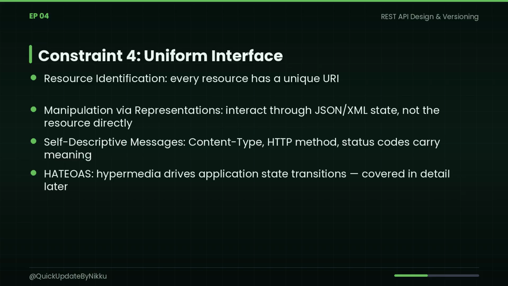The uniform interface is the constraint that makes REST REST. Its 4 sub-constraints work together. URI names the resource, a representation carries its current state, headers and status codes make messages self-describing, and HATEOAS means the server tells the client what actions are available next rather than the client hard-coding that knowledge. HATEOAS is the sub-constraint almost nobody implements correctly, and we will dedicate significant time to it.